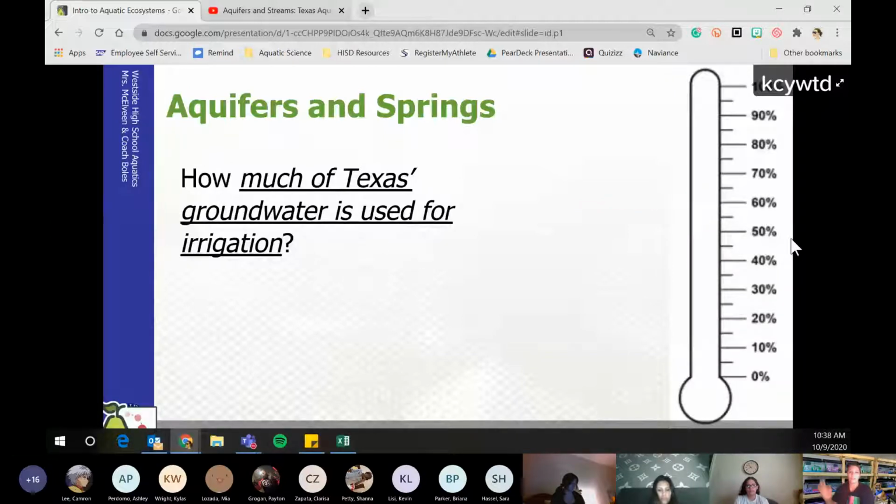All right, next question. Out of that aquifer groundwater usage, how much of it is used for irrigation or agriculture? So out of that groundwater aquifer, that water that we use, what percentage is used for agriculture or irrigation?